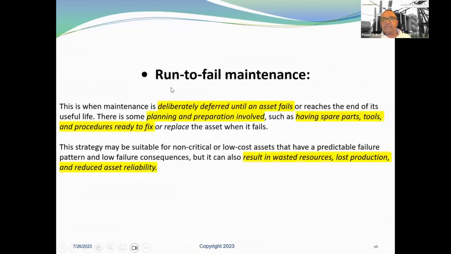The second one is run-to-fail maintenance. This is when maintenance is deliberately deferred until an asset fails or reaches the end of its useful life. There is some planning and preparation involved, such as having spare parts, tools, and procedures ready to fix or replace the asset when it fails. The strategy may be suitable for non-critical or low-cost assets that have a predictable failure pattern and low failure consequences, but it can also result in wasted resources, lost production, and reduced asset reliability.